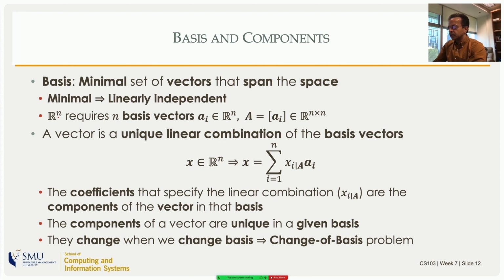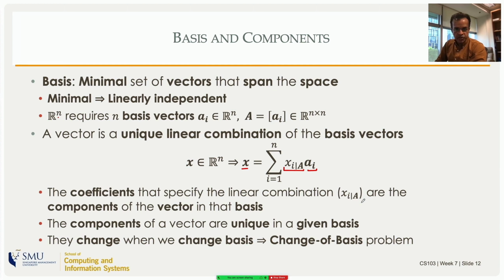For any vector in Rn, suppose you have a basis of Ai, which are columns of a matrix A. Then any vector x in Rn can be written as a linear combination of the columns of the matrix A, Ai. Those components, those scaling factors, are actually the components of the vector x in the basis of Ai. That's the definition of the components. The coefficients that specify the linear combination are the components of the vector in that basis. And that is this little notation that says xi bar A, the ith component of x in the basis A.